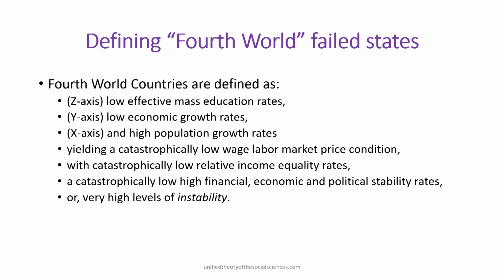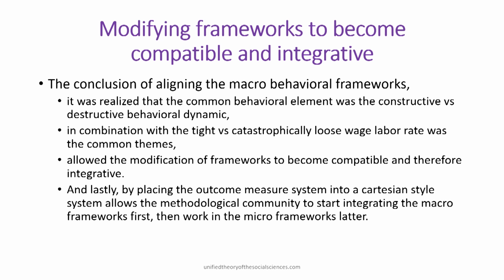Fourth world countries are defined as z-axis low effective mass education rates, a y-axis of low economic growth rates, and x-axis of high population growth rates over time, yielding a catastrophically low wage labor market price condition, with catastrophically low relative income equality rates, and catastrophically low financial, economic, and political stability rates, or high levels of instability.